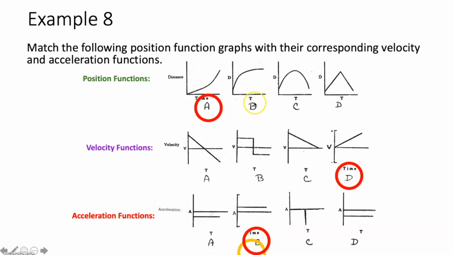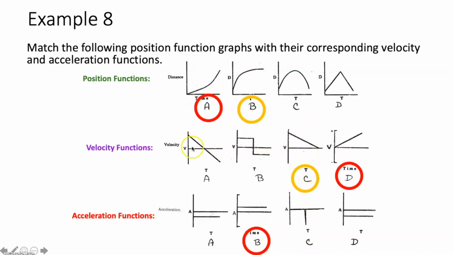Now let's go with B. If B is our position function, we are looking for y values down here that match the slopes of the tangent lines to the curve, because velocity is the derivative of position. So the slopes of the tangent lines to this curve start off very positive and then get less and less and less positive as time increases and approach 0. So which y values here start off positive and then approach 0 as time increases? That would be this one right here, graph of C.